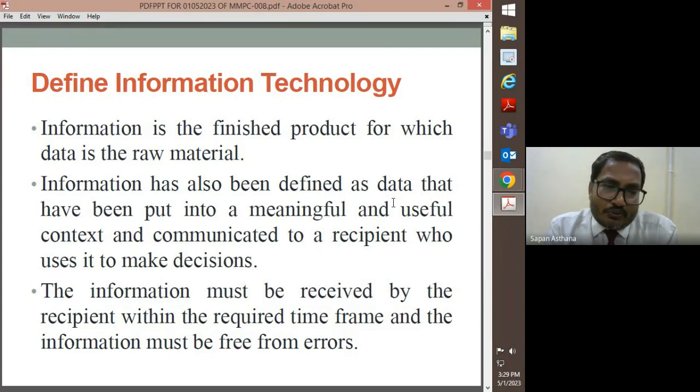Suppose if I ask you, what do you mean by information? Then what will you reply?